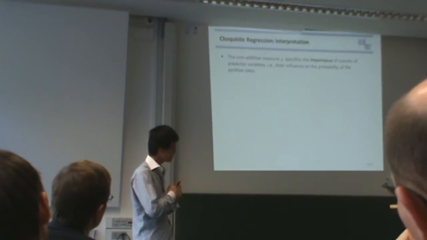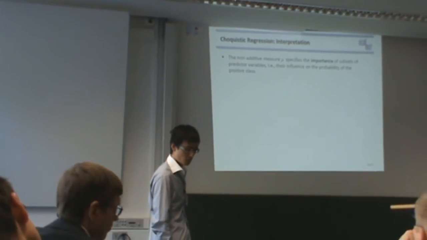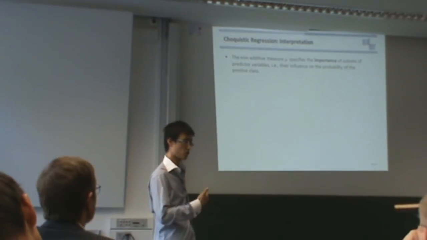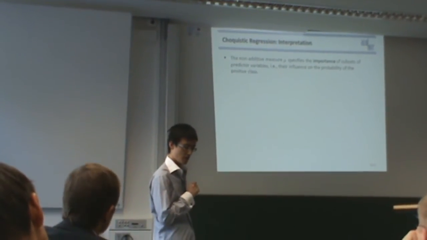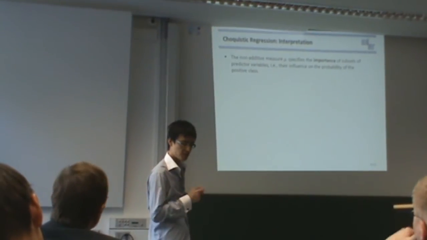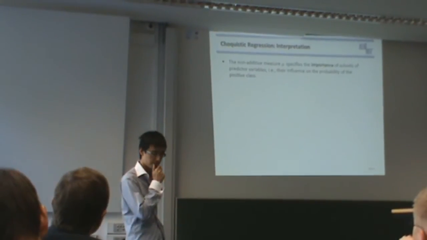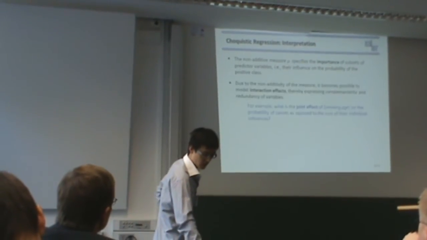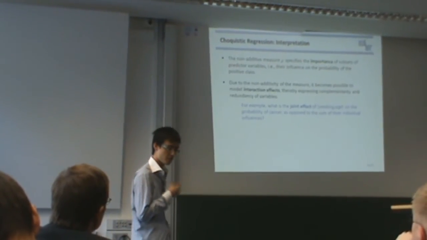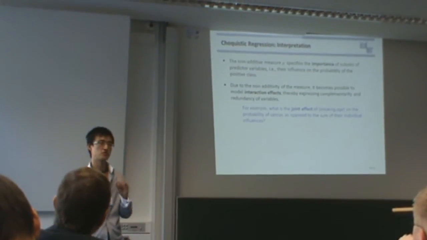Okay. So let's just give a short summary here. We have some features of the choquistic regression model. We have this non-linear measure mu, which can tell you how important a subset of features is. And because it's a non-linear measure, now we can really model the interaction effects between features.